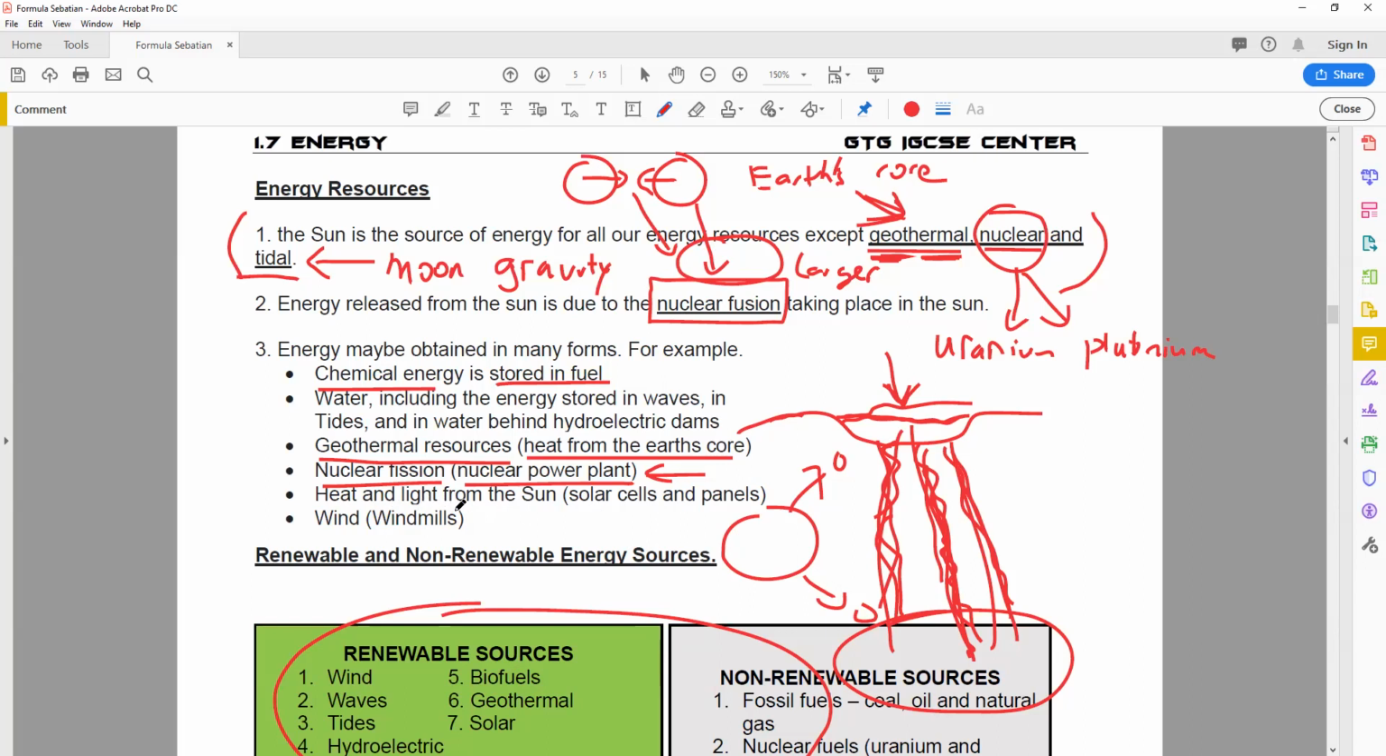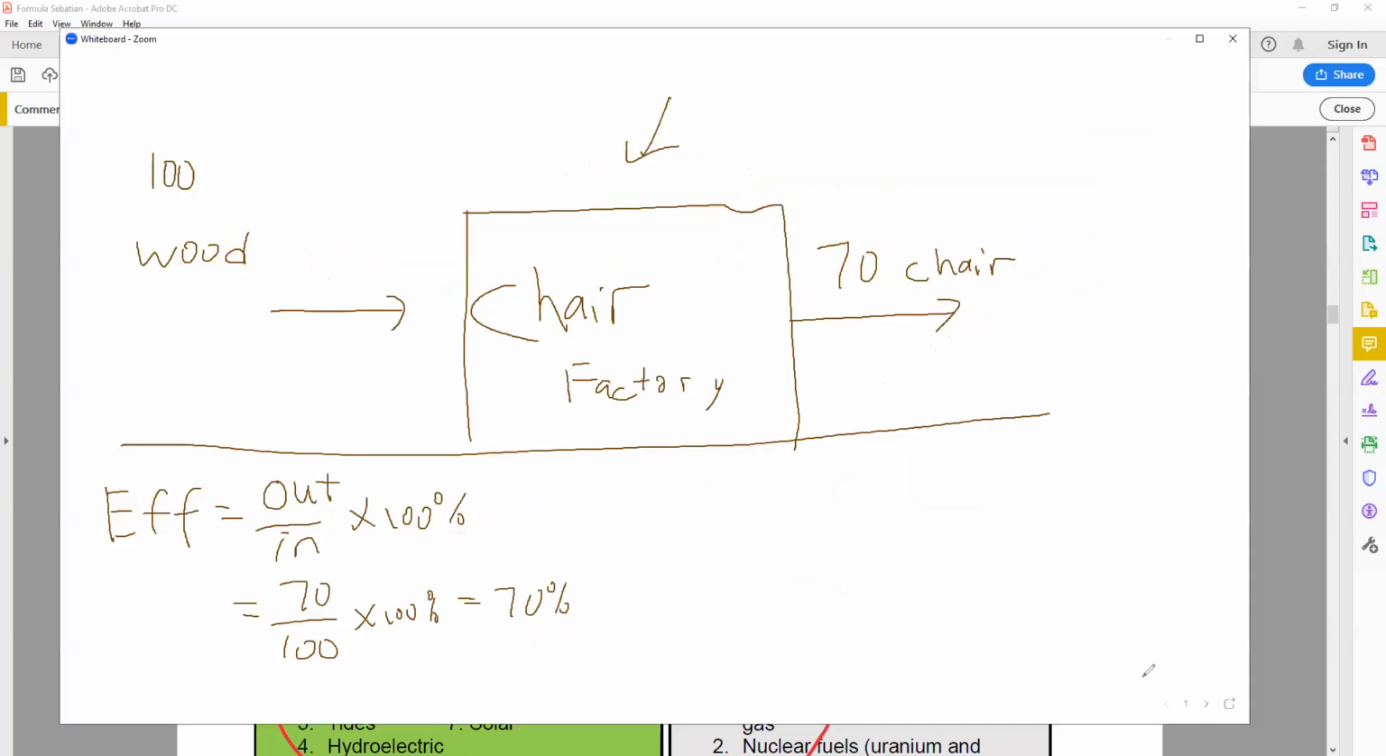Then obviously heat and light from the sun are forms of energy, and wind. Wind is also due to the sun, because you all know how wind is generated, right? Do you guys know how wind is generated? If you want to imagine how wind is generated, let's just imagine this is a tar road, and then let's imagine this is the sea.